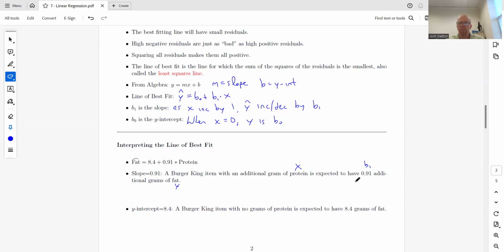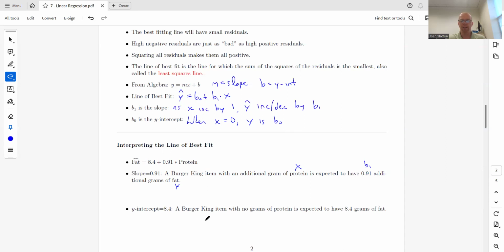All right. These pretty much follow the same format for writing this. Obviously, you could phrase it in a different way and say the same thing, but basically it'll be said this way. Then we have the y-intercept is 8.4 when X is 0. So that means a Burger King item with no protein, that would mean X is 0, is predicted to have Y be the y-intercept. So it's predicted to have 8.4 grams of fat.